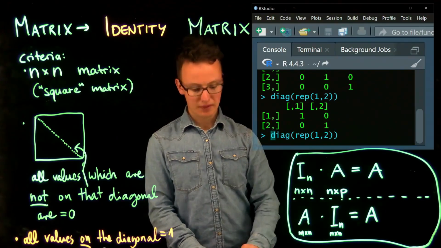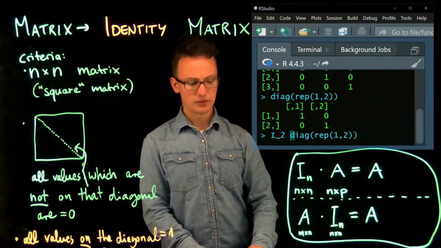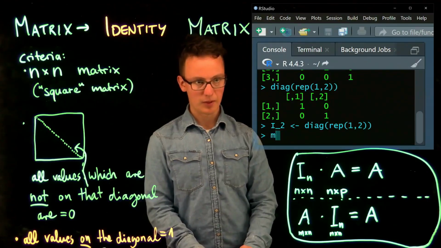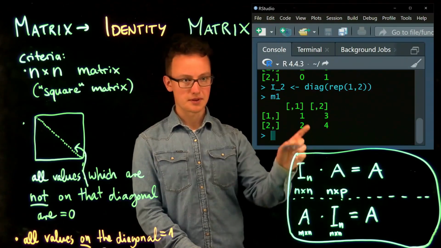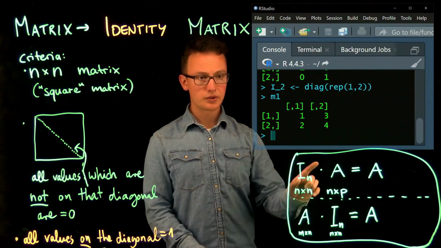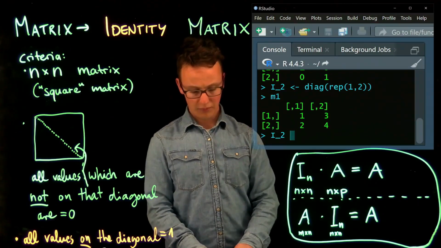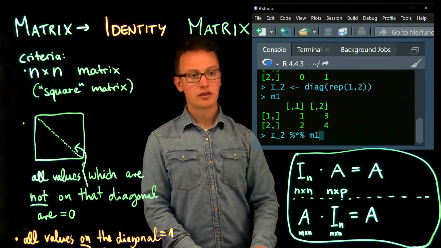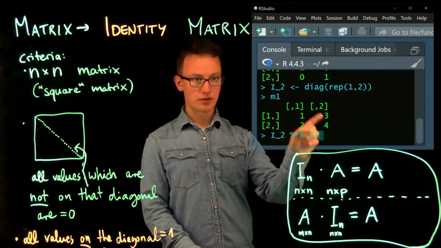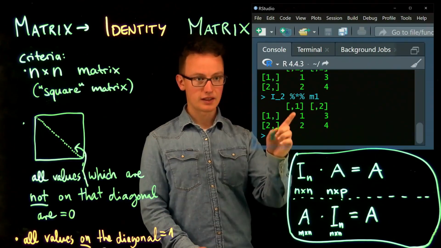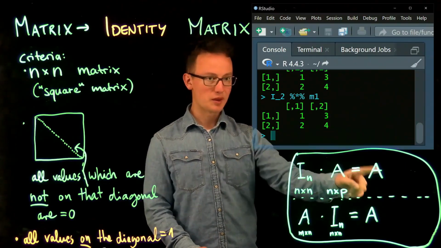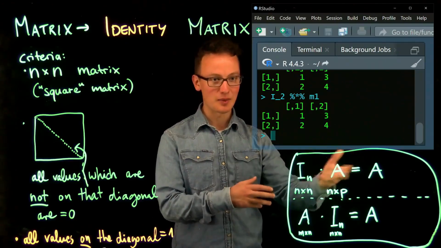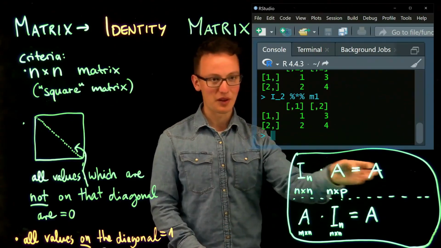And maybe we can save this even in a variable, call it I2. And just to see this property in action, we can take our matrix M1, which was this particular 2x2 matrix. If we do I2 matrix multiplied with M1, then, recall M1 was 1, 2, 3, 4. As a result, we'll get exactly the same, 1, 2, 3, 4, confirming this property that multiplying with the identity matrix will preserve whatever the other matrix was.